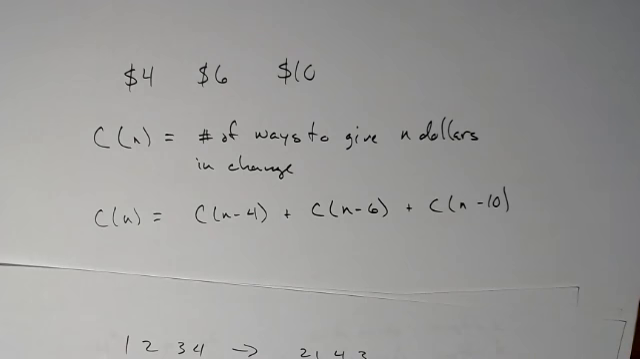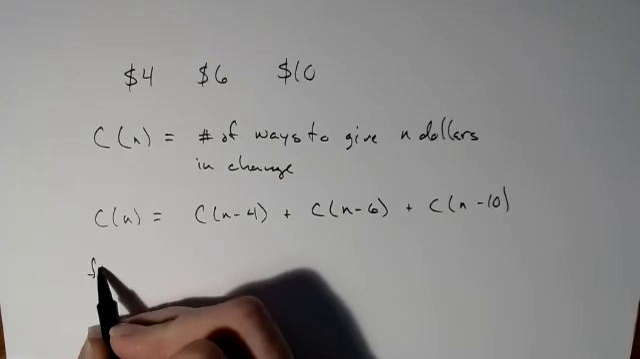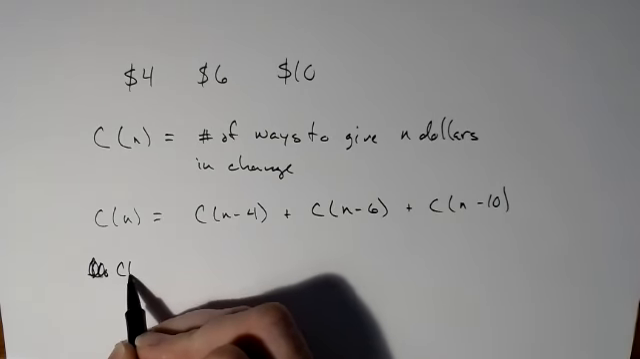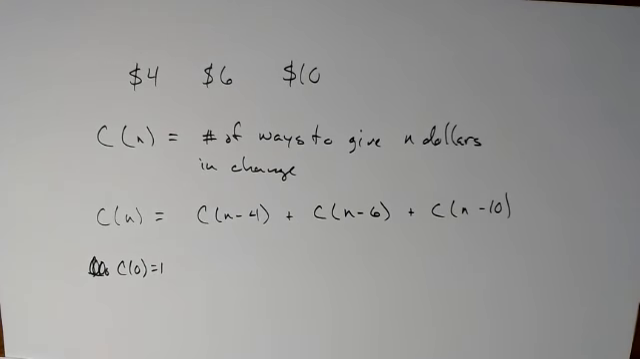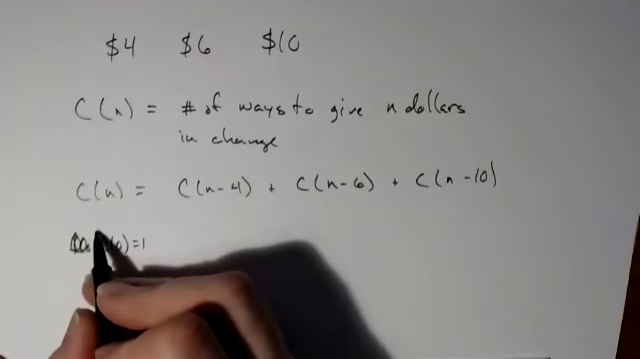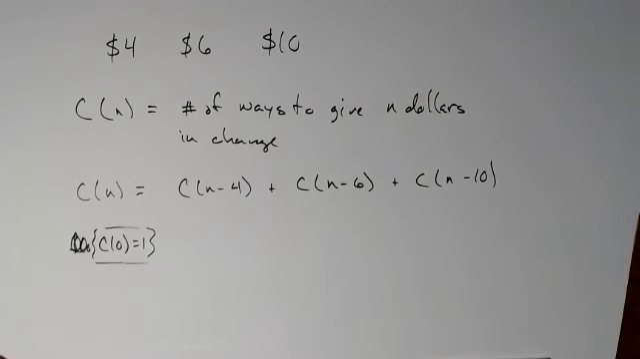The main issue with this one is the number of initial conditions I need. This is a 10th order recurrence. So I'm going to need 10 initial conditions. We might be able to get away with saying C of 0 equals 1. There's one way to give $0 in change. Don't do it. But you may not like that one, so we're just going to kind of put that in a box.